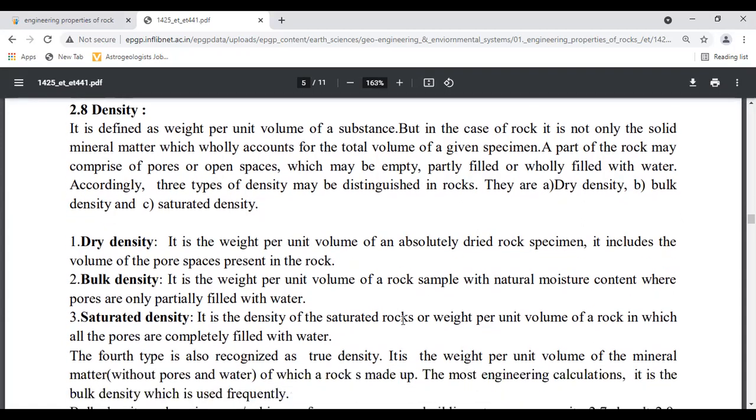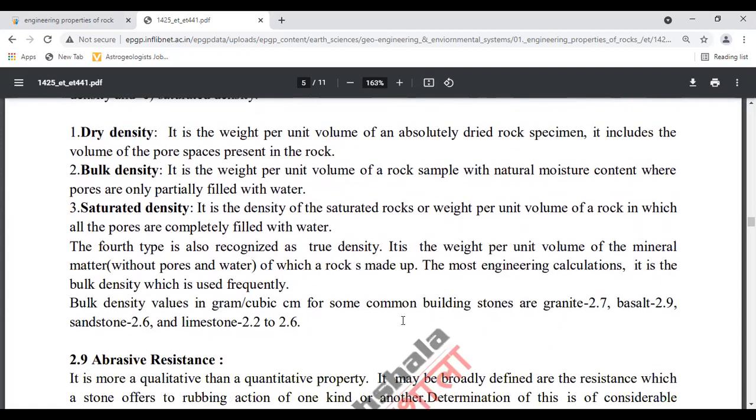Here, guys, what is the dry density? It is the weight per unit volume of an absolutely dried rock specimen. It includes the volume of the pore spaces present in the rock. The bulk density is the weight per unit volume of a rock sample with a natural moisture content, where pores are only partially filled with water. Saturated density is the density of the saturated rocks, or weight per unit volume of a rock in which all the pores are completely filled with water.